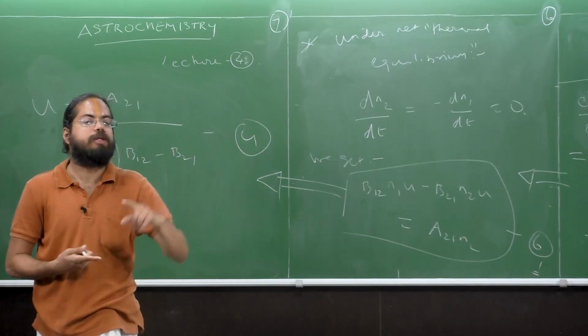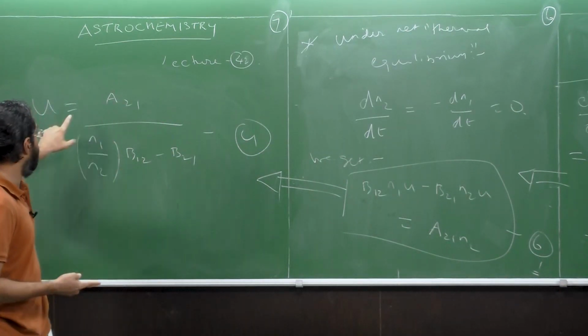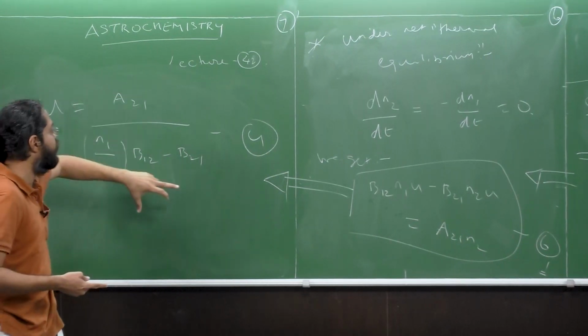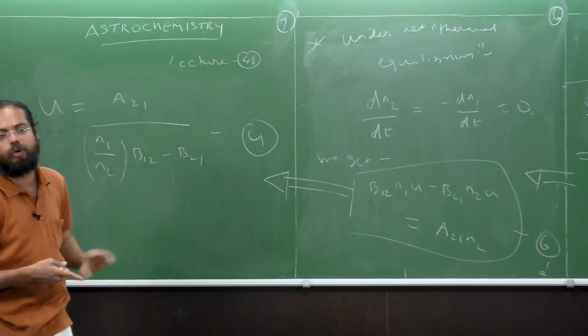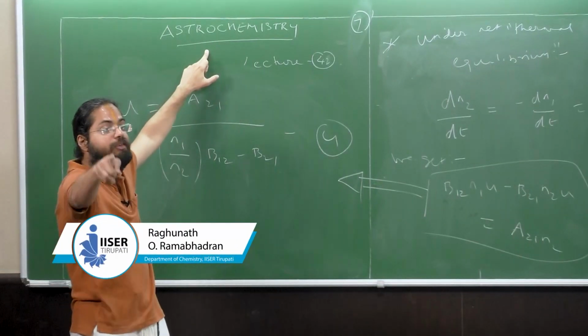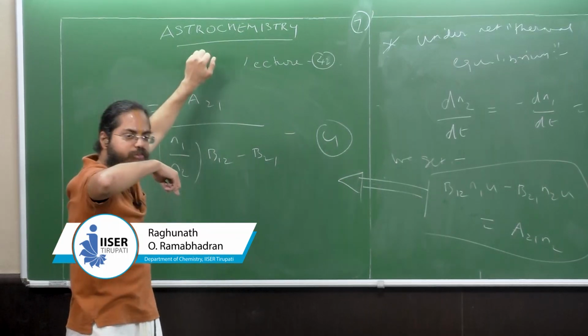So in the next class, we're going to develop this idea of U further, and we'll make further connections between the different Einstein coefficients, which is going to be extremely relevant to understand spectral intensities, which in turn is connected with astrochemistry.